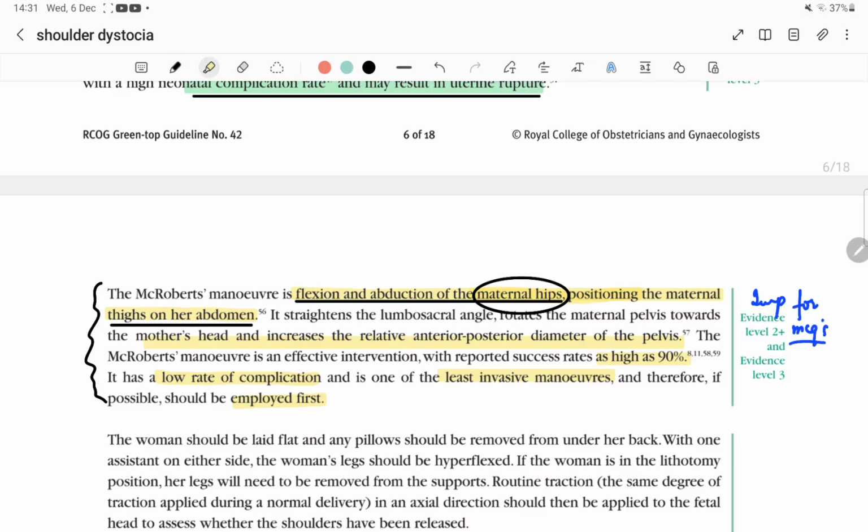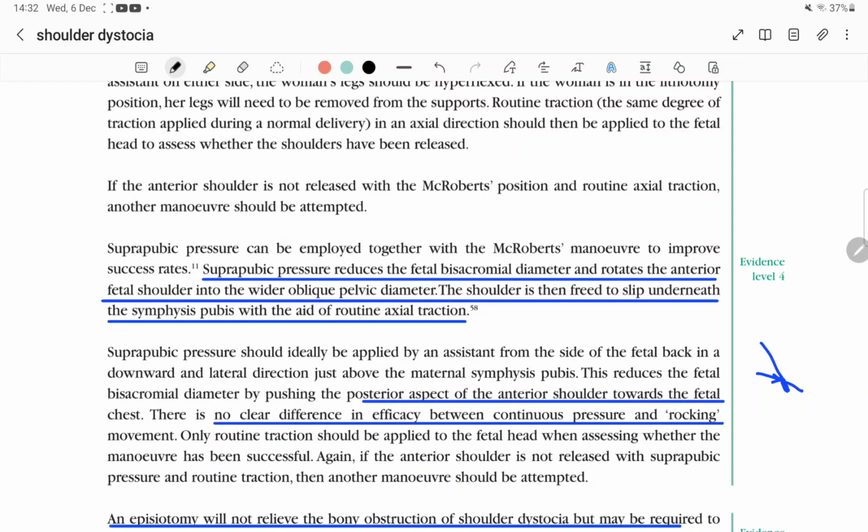It straightens the lumbosacral angle. It increases the AP diameter of the pelvis. The success rate is 90%. When they ask about the maneuver with the low rate of complication, the least invasive maneuver, and what should be employed first, it is McRoberts. Okay, now when McRoberts is not successful, the second is suprapubic pressure.